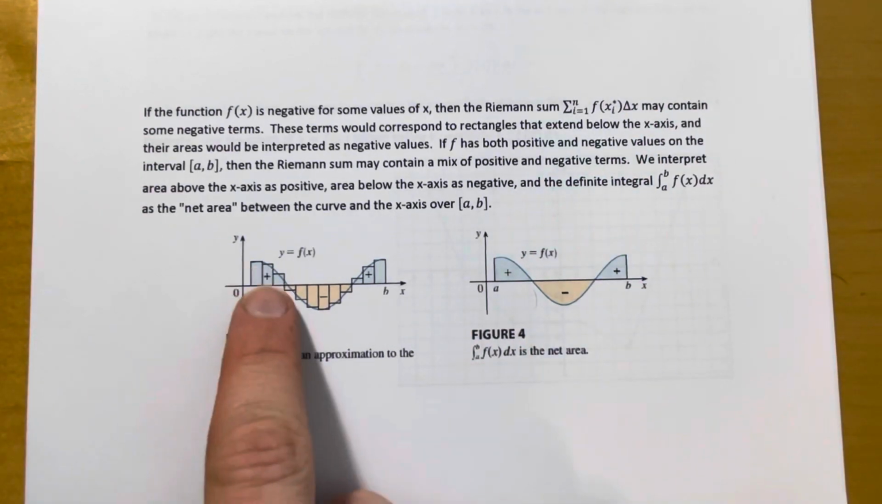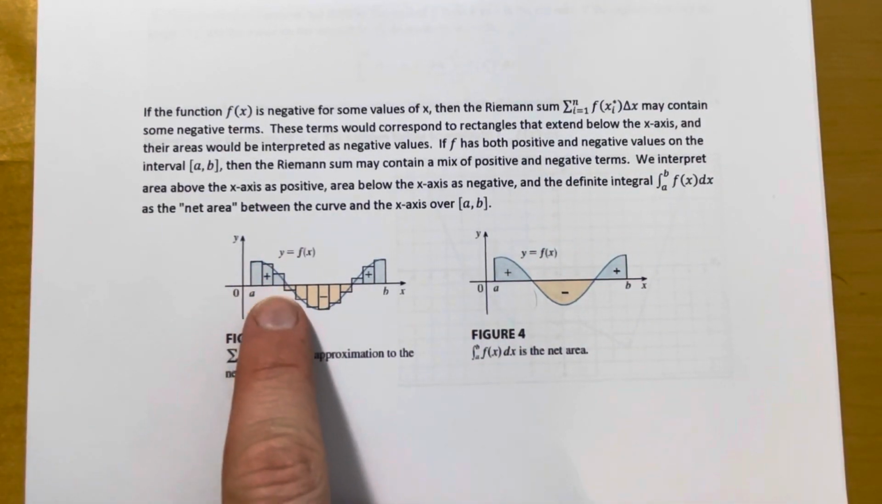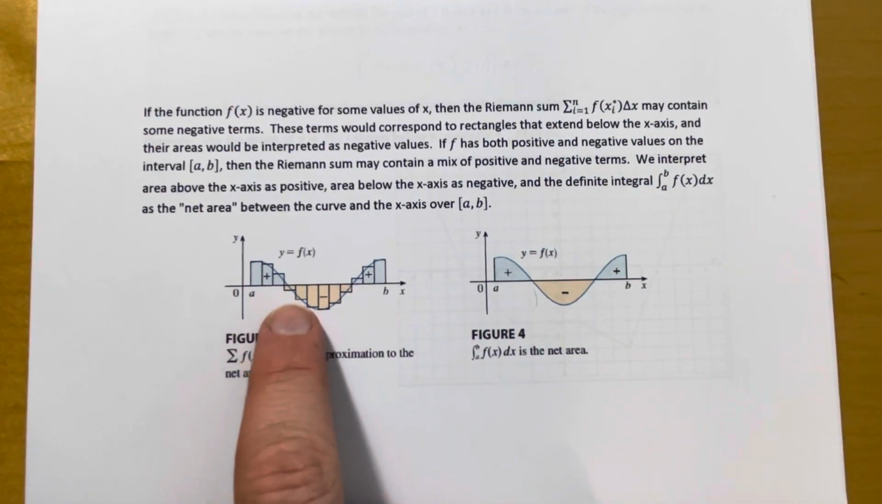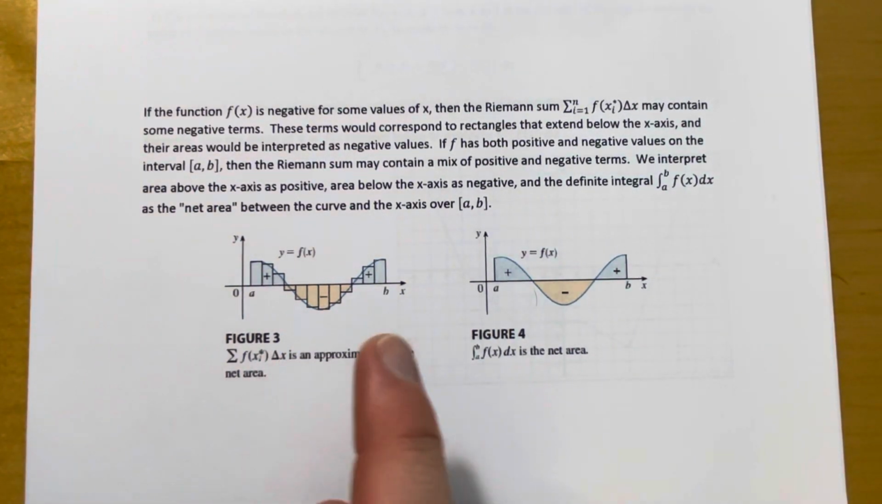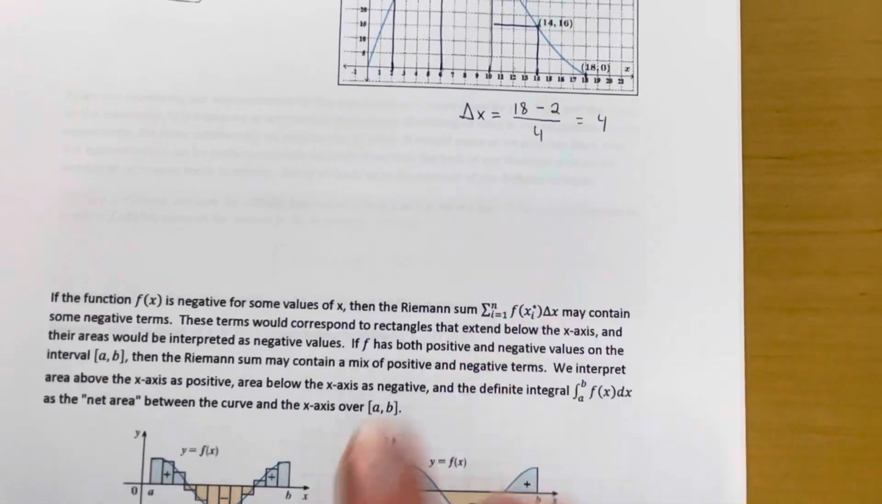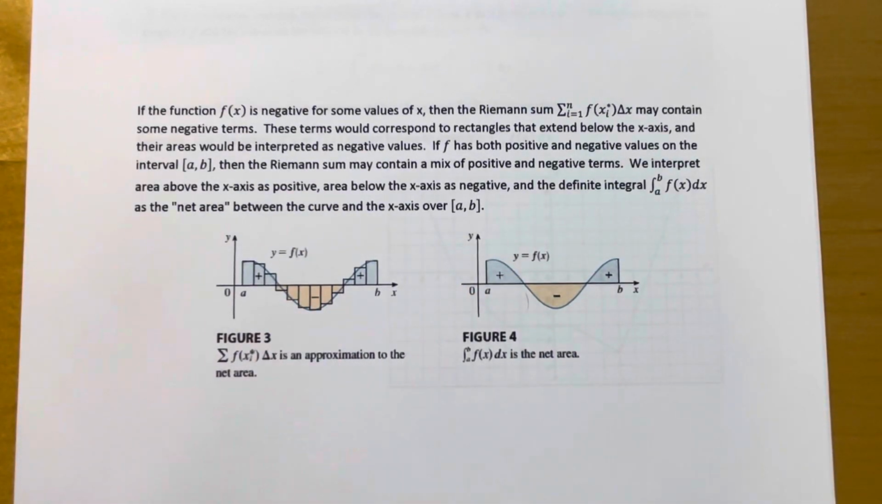But if you're talking about a curve that goes below the x-axis, the y-coordinates of all of the points that determine these yellow rectangles would be negative numbers. So we're multiplying delta x, which is always positive, by negative numbers down here, which gives us negative values. And that's why this ends up getting counted as negative area.